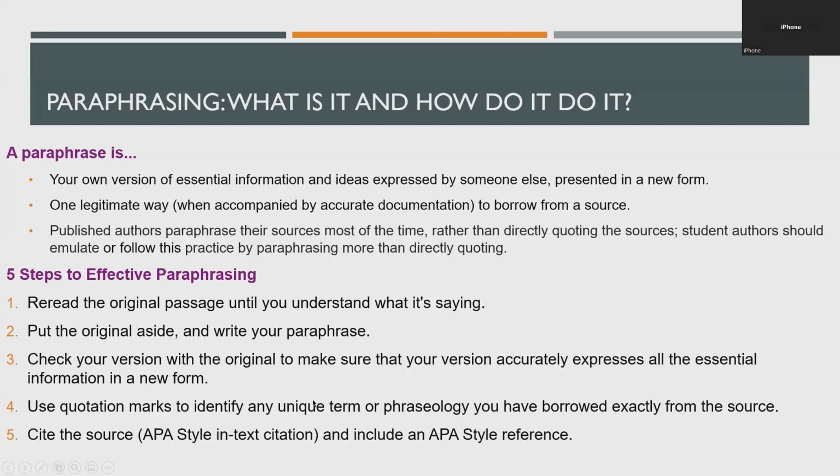If you do use any unique terms or phrases from the original source, those should be put in quotation marks to show that you are using those words exactly. And then we still need to cite that source. So even though I put the information in my own words, I still have to give credit to the original author, because it wasn't my idea. I didn't come up with this myself. I'm borrowing it from someone. So we still need to reference that source in our list of references, and we still need to provide an in-text citation.